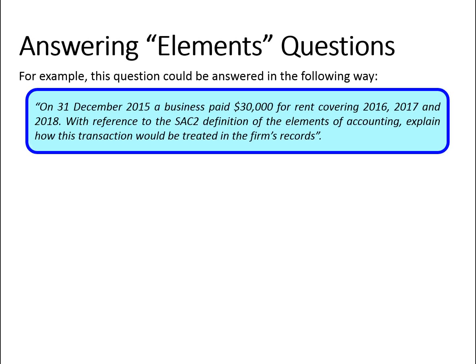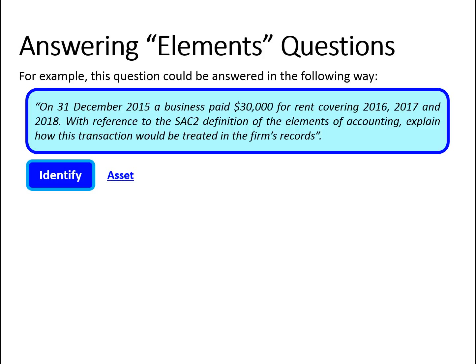So using an example, on the 31st of December 2015, a business paid $30,000 for rent covering 2016, 17 and 18. With reference to the SAC 2 definition of the elements of accounting, explain how this transaction would be treated in the firm's records. So remember that the SAC 2 definition just refers to the elements of accounting, and the elements of accounting refers to assets, liabilities, owner's equity, revenues and expenses. So in this case, the $30,000 has actually been prepaid for the next 3 years, so we'll identify that as an asset.